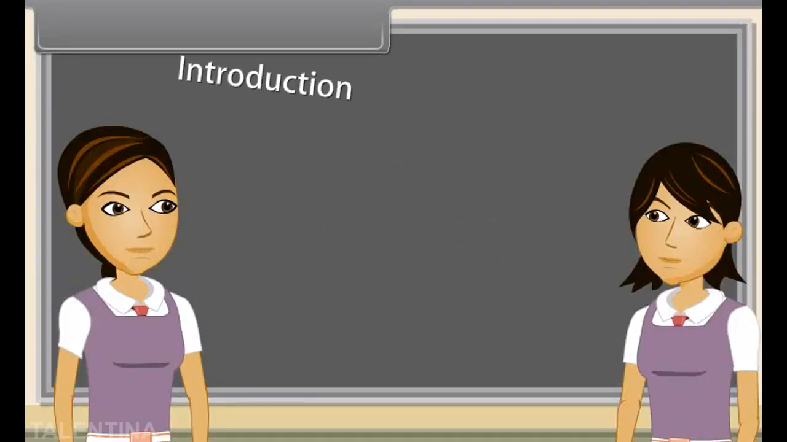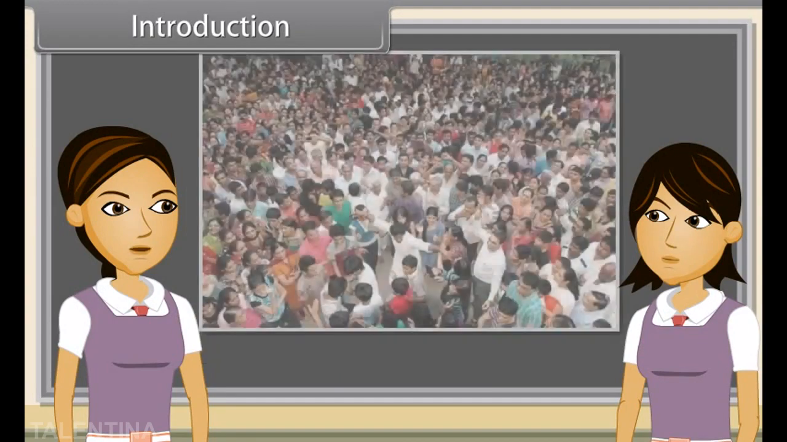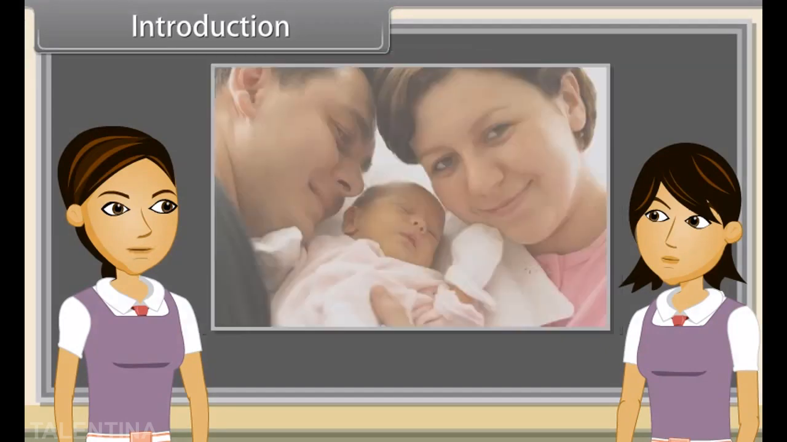Introduction. Look at the crowd in the train. The population is increasing at such an alarming rate. Do you know, Indian population has crossed the 1.2 billion mark. Yes, and if population keeps on increasing at this rate, we will all be deprived of our basic necessities. Everyone should understand the importance of family planning.